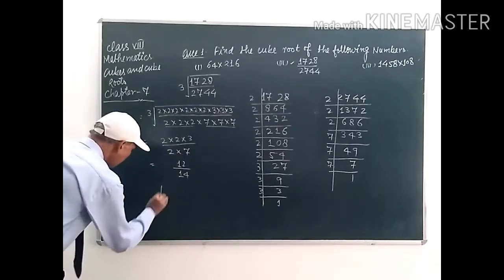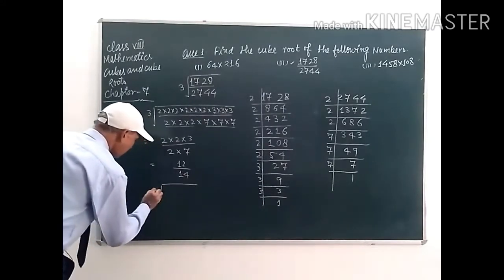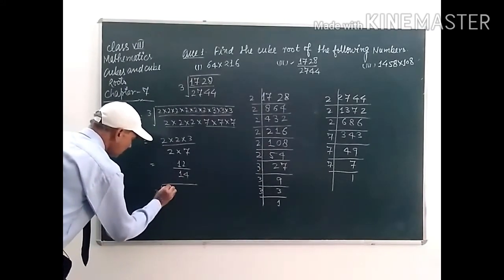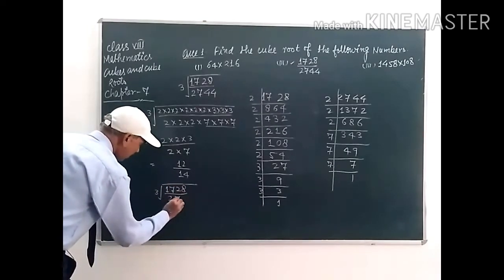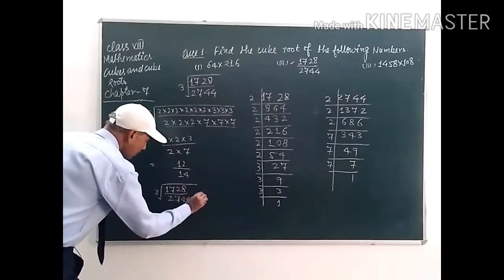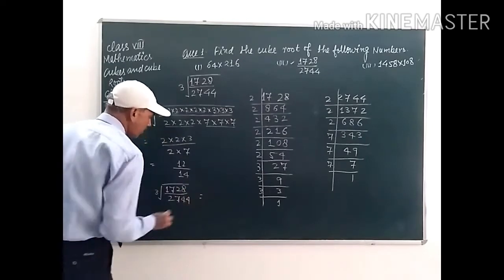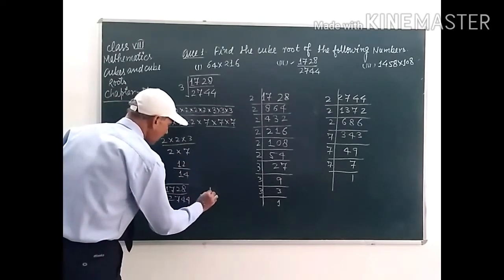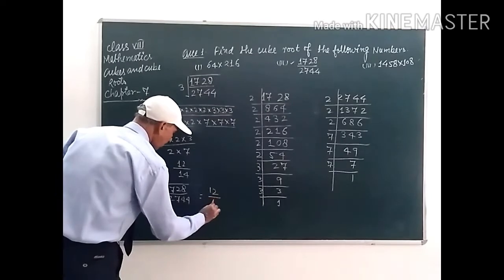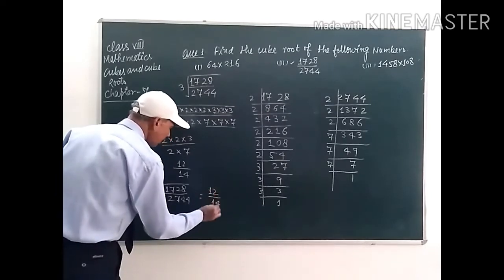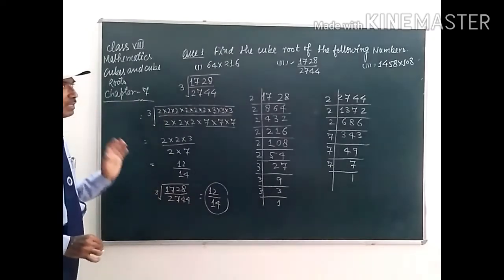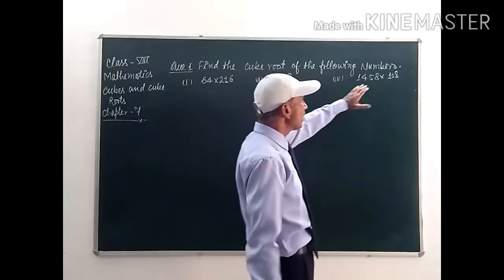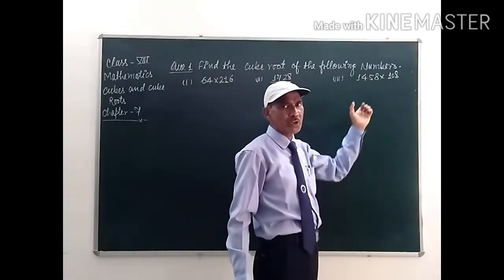So the cube root of 1728 upon 2744 is equal to 12 by 14. Okay student, this is the answer. This is the cube root of this number. These numbers are not perfect cubes.